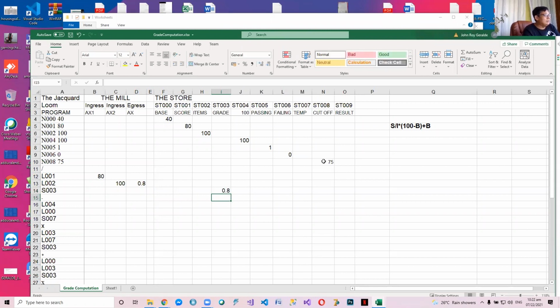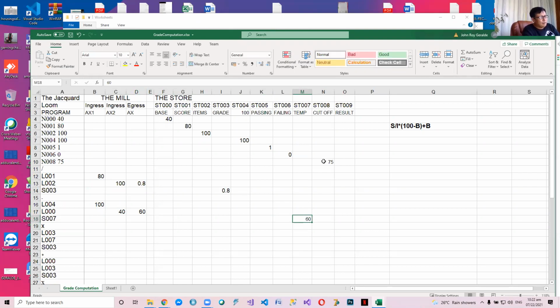The partial grade. Score over items. And then we will subtract the base. So minus L004, which is 100, minus the base, 40. So this becomes 60. And we store it to 007, which is our temp. So this is now 60.